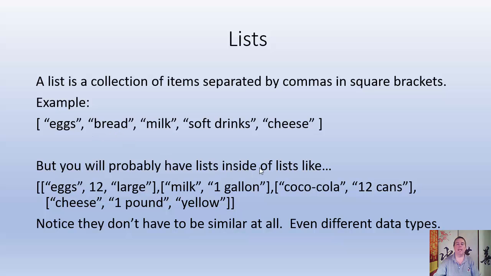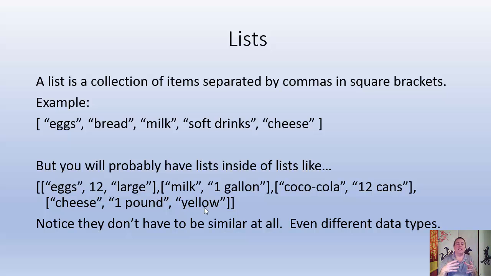But you'll probably have lists inside of lists. For example, eggs, 12 of them, large. Milk, 1 gallon. Coca-Cola, 12 cans. Cheese, 1 pound, yellow. Notice they don't have to be similar at all, even different data types. Look at this one. This one is a string, and then an integer, and another string. This one is a string followed by a string, okay? This one is a string, string, string, 3 strings.